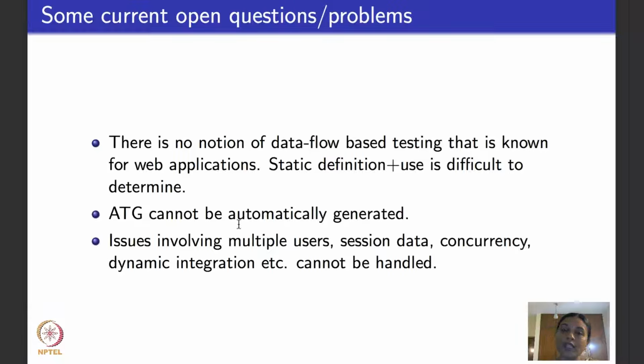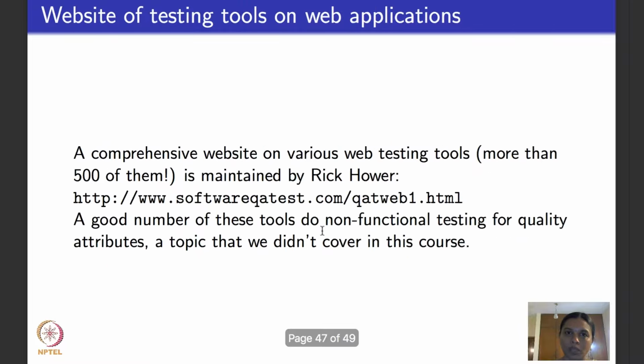As I told you, ATG cannot be generated automatically. Algorithms that will look at the server code on the presentation layer and generate ATG automatically would be very valuable. And if there are multiple users, session data, or concurrency, with multiple clients from different geographically located places, we still don't know how to generate graph models and test. All these are still rich in open problems that people could consider working on.